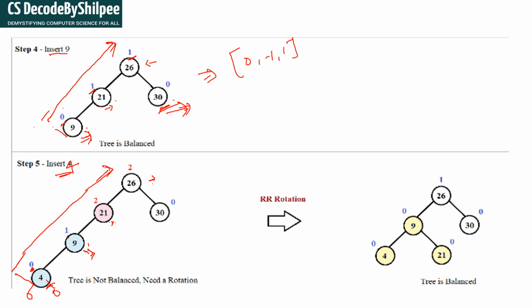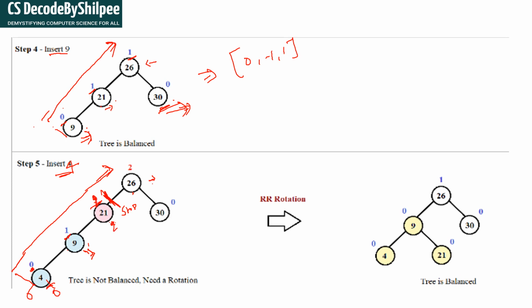For 9, the balance factor you will calculate is 1. For 21, the balance factor is 2. Now you stop here. It is not required to calculate the balance factor of 26 and 30. You stop there because only here a violation occurs, because the height of the left children is 2 and the right children is 0. So 2 minus 0, you will get 2. So here the violation occurs.